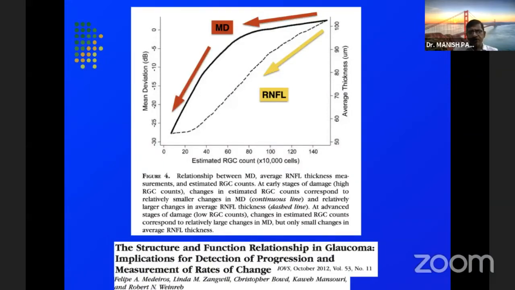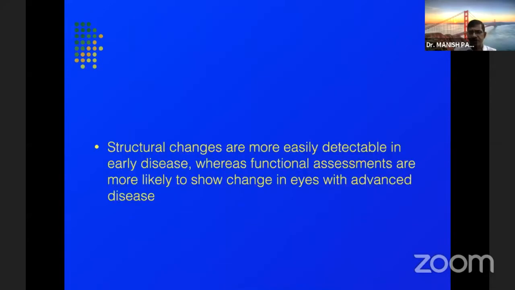If we go into advanced stages on the left side, we see the change in the mean deviation is much more as compared to what changes we see in the RNFL. So initially it is more of the RNFL, and later on it's more the changes in the mean deviation which we may see. Therefore, structural changes are much more easily detectable in early disease, whereas functional assessments are more likely to show a change in eyes with advanced disease.